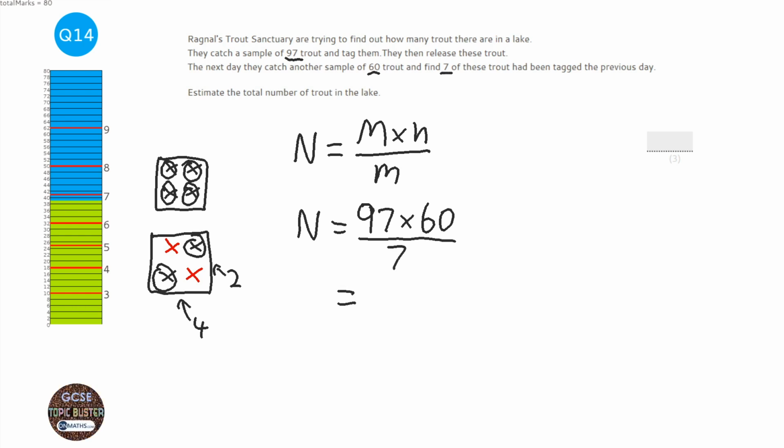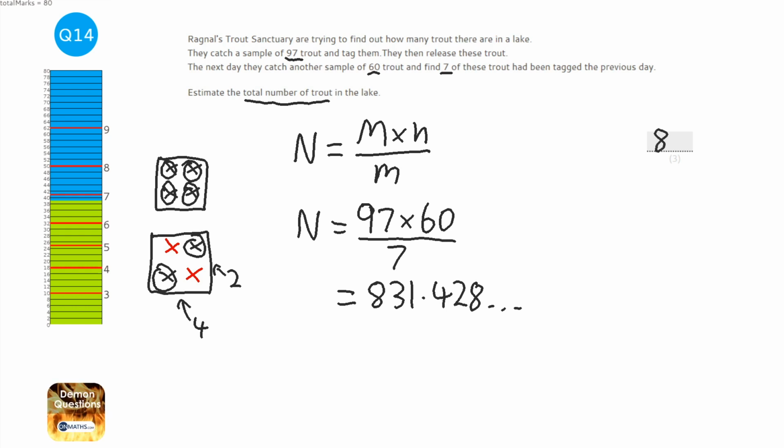And so all you need to do is just type that into a calculator, which I've got handy. So it's 97 times 60 and then over 7. And you often get a decimal. So I've got 831.428 and so on. Now it says estimate the number of trout, so we have to have a whole number. So it's just going to be rounded to the nearest whole number. So that's 831.